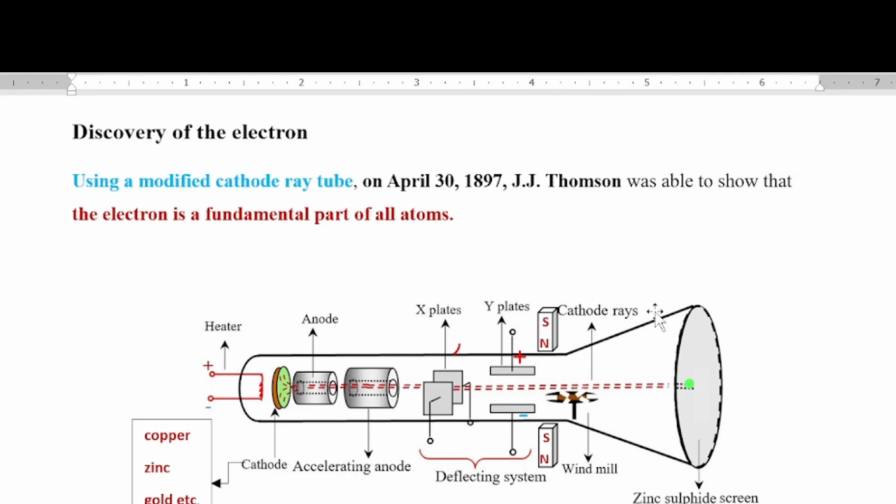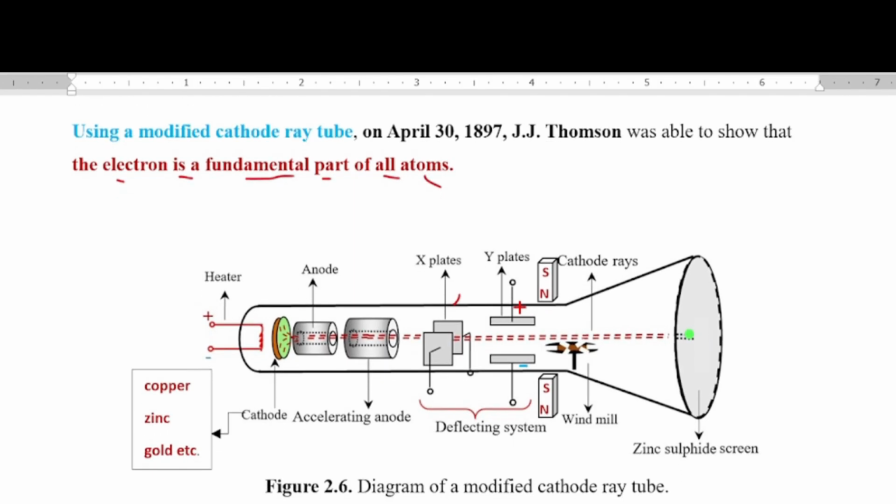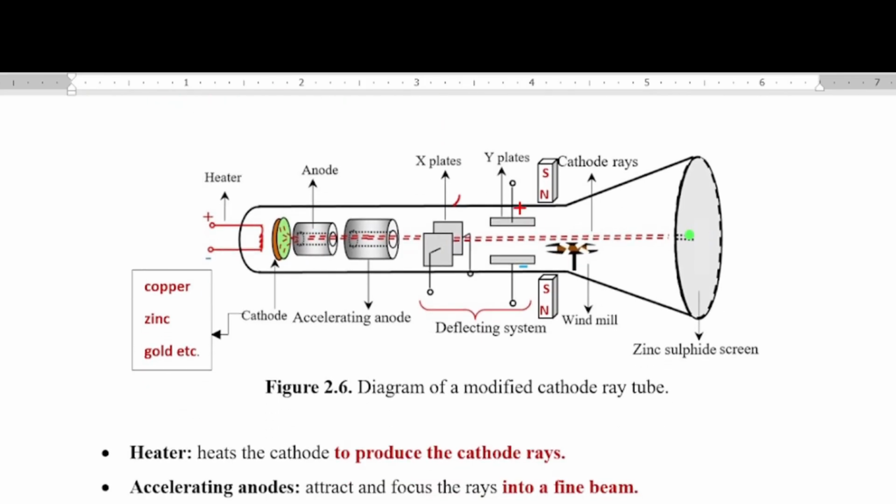Using a modified cathode ray tube, on April 30th, 1897, J.J. Thomson was able to show that the electron is a fundamental particle of all atoms. So the following figure here depicts his modified version of the cathode ray tube. Of course, this is a cathode ray tube. See, it's different from the one we saw from Sir William Crookes.